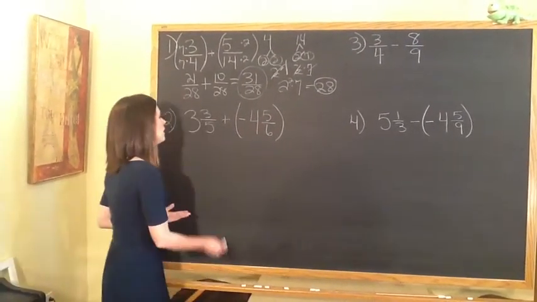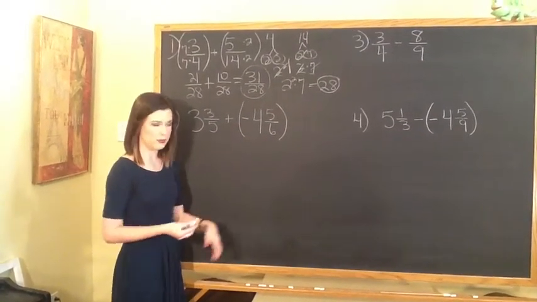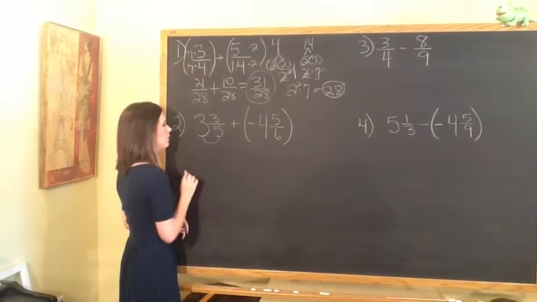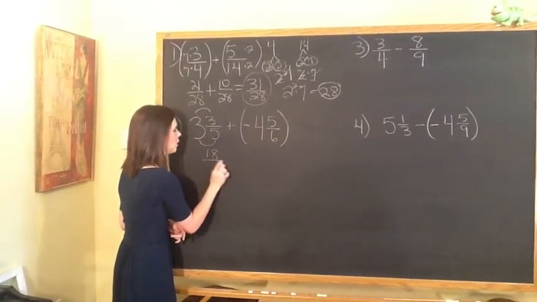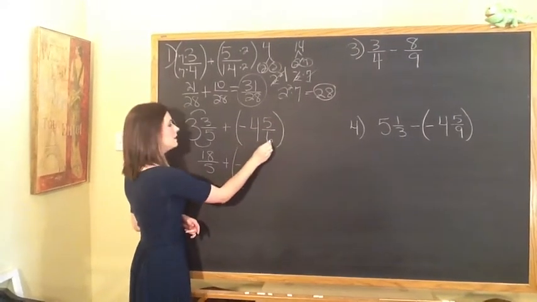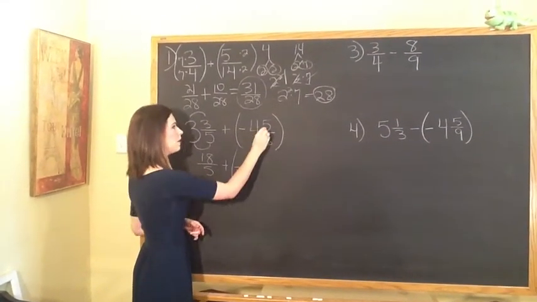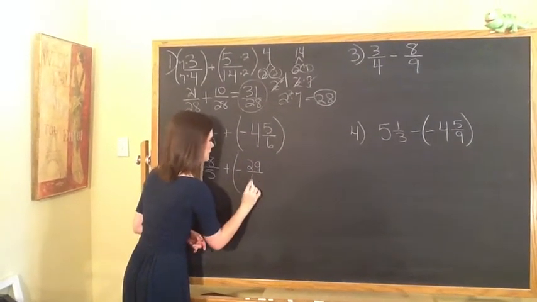So now, I'm going to go ahead and change both of these mixed numbers into improper fractions. So we have 5 times 3, which gives you 15, plus 3, which gives you 18 over 5, plus a negative. 6 times 4 gives you 24, plus 5 gives you 29 over 6.